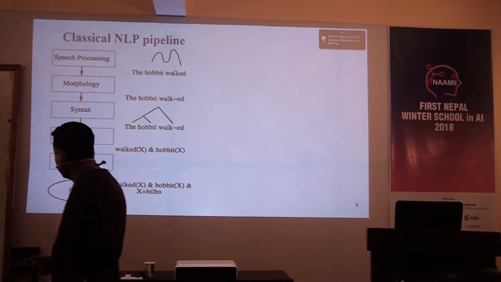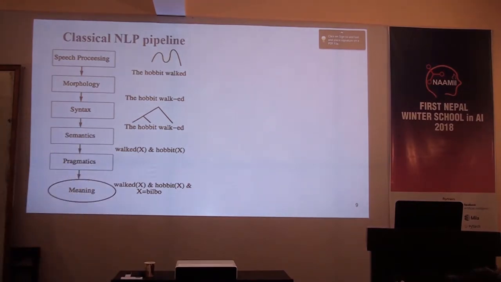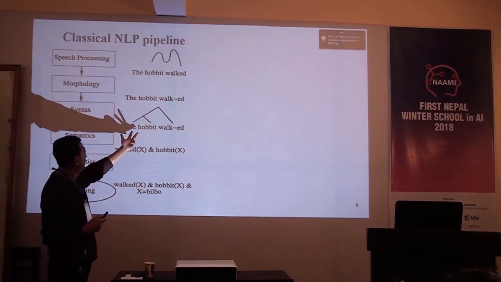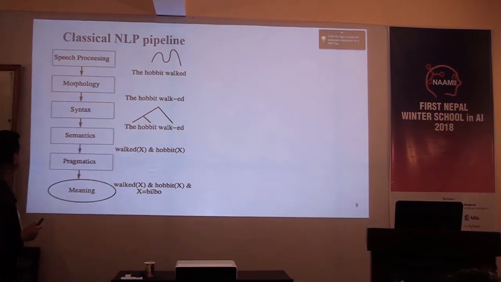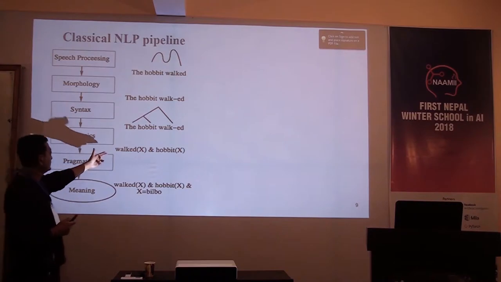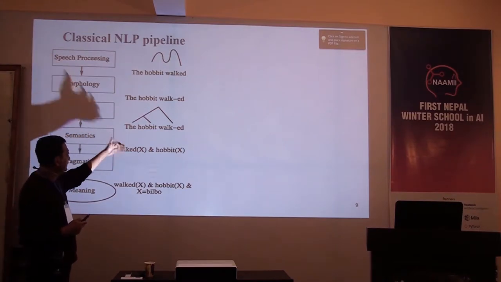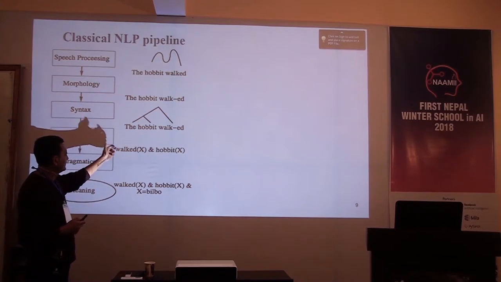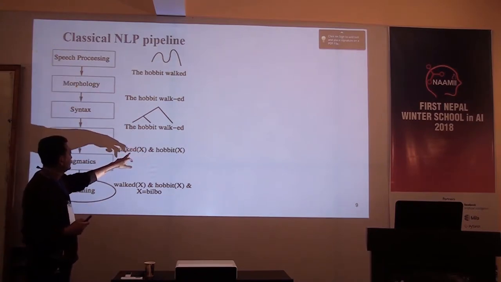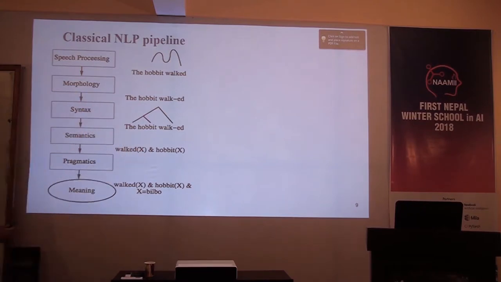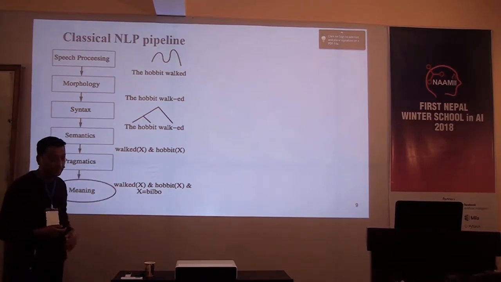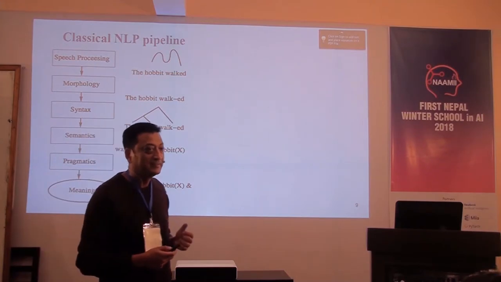So a classical NLP pipeline would look something like this. You have your input. You might do some morphological analysis to say that walked is the same as walk in the past tense. You might generate a parse tree to say that the hobbit is a noun phrase and walked is a verb. Then you might want to generate a logical representation to say there's some event X and X is a walking event. X is the person who walked and X is a hobbit, okay? And in this particular case, given the dialogue history, you might want to say that X actually is Bilbo based on the history, okay?